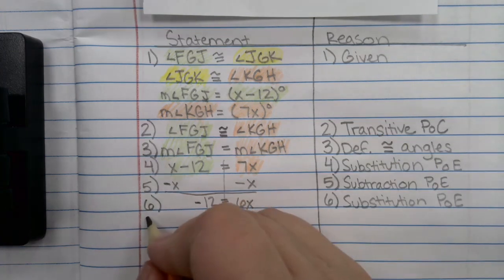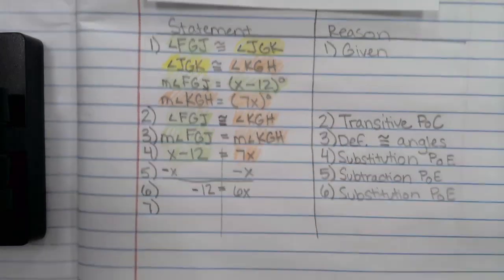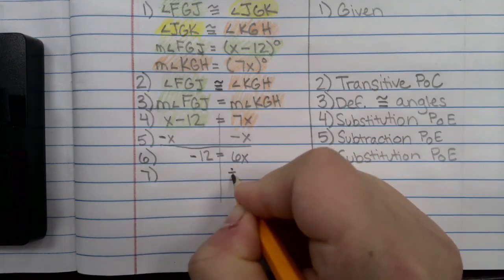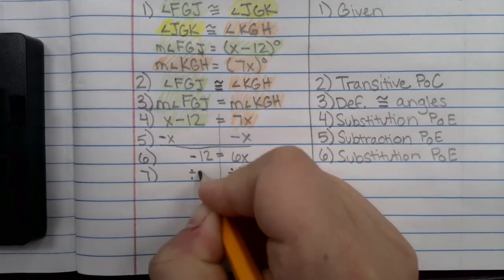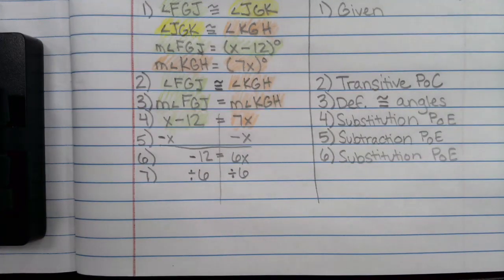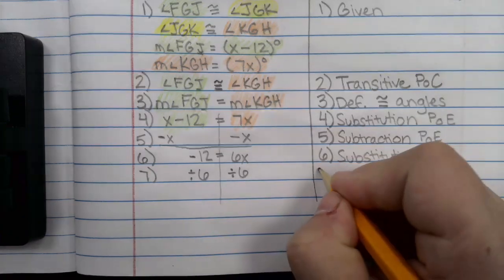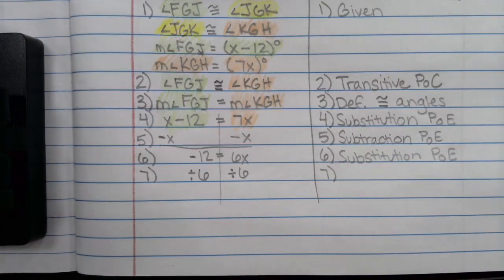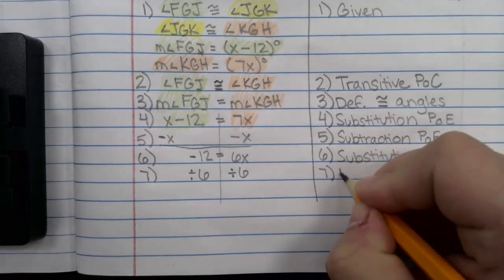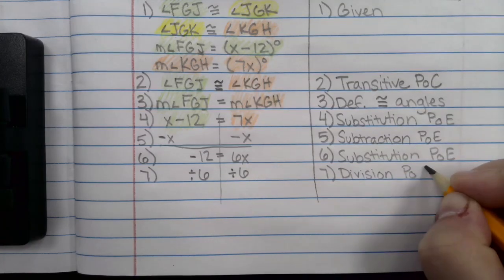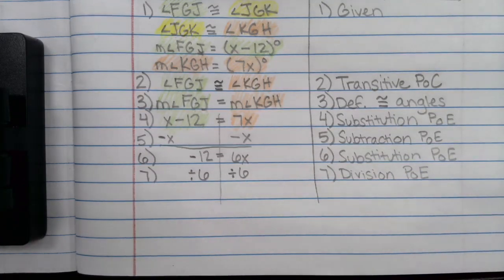All right, number 7. We're still trying to get x by itself, so what's our next step? Divide by what? 6. X equals negative 2. Oh, hey, you guys, there was a mistake. Okay, that's okay. So divide by 6, divide by 6. So for number 7, what property is that? Division property of equality, because we're keeping both sides equal.